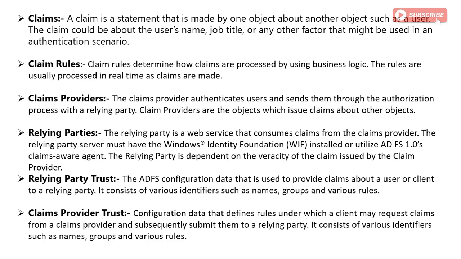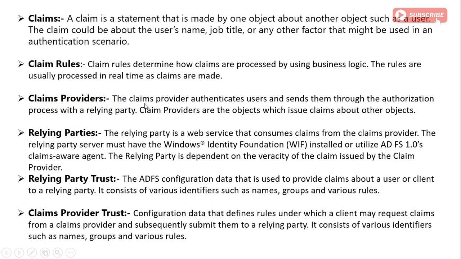And before going further, you should be familiar with a couple of things, like what is a claim. A claim is nothing but a statement that is made by one object about another object, such as a user. Very simple thing here. The claim could be about the user's name, job title, or any other factor that might be used in an authentication scenario. And claim rules are a very important component of Federation Service. Claim rules determine how claims are processed by using business logic. The rules are usually processed in real time as claims are made.